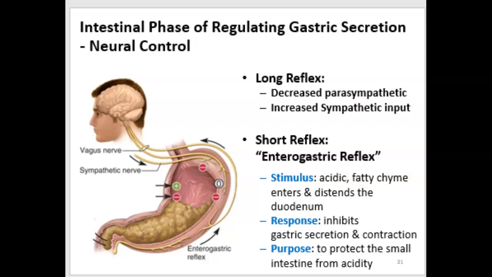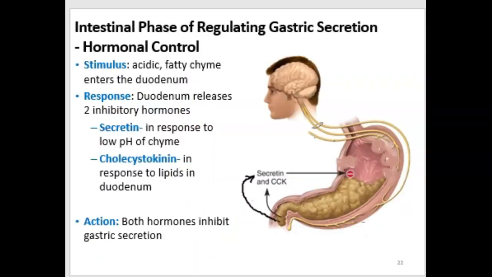But there's also hormones involved in stopping gastric secretions. We're still in the intestinal phase, right? So the chyme has entered the duodenum, and in response to the low pH of the chyme, there are some endocrine cells lining the duodenum that make a hormone called secretin. And secretin inhibits gastric secretion.